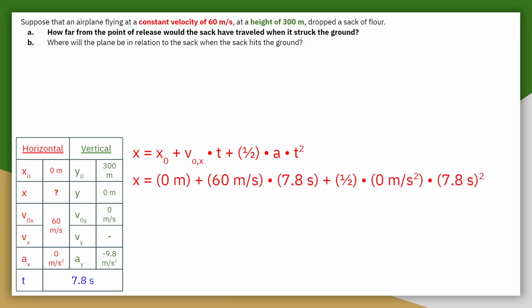Plug in the values we know. We're solving for that final position x, so we leave that as its variable. But we know it starts off at a position of 0 meters. It starts off with that initial velocity of 60 meters per second. It's traveling 60 meters per second for 7.8 seconds while it's a projectile. And we have 0 horizontal acceleration. Simplifying this down will give us 0 meters plus 468 meters plus 0 meters, which means that the sack of flour would have traveled horizontally 468 meters.